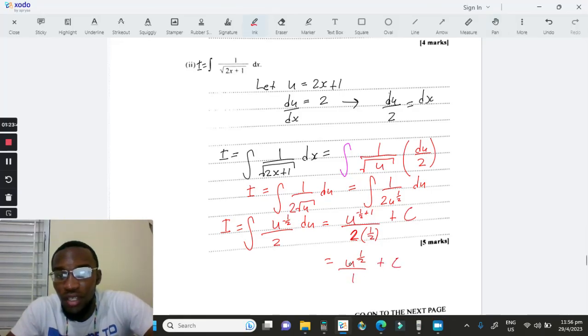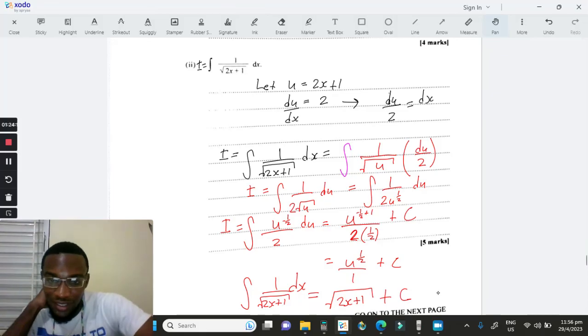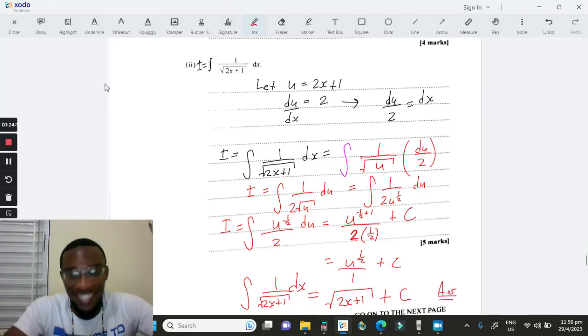But remember, what is u? u was 2x plus 1. So this is 2x plus 1 to the half power, but half power is square root. So the integral of 1 over the square root of 2x plus 1 dx is just the square root of 2x plus 1, plus c. That's our answer. Easy, easy, easy. That was nice, right?